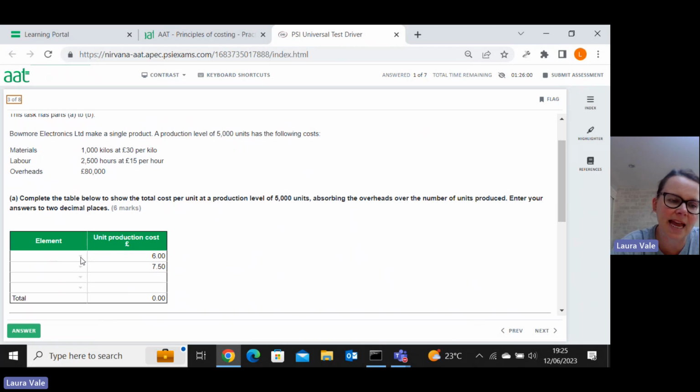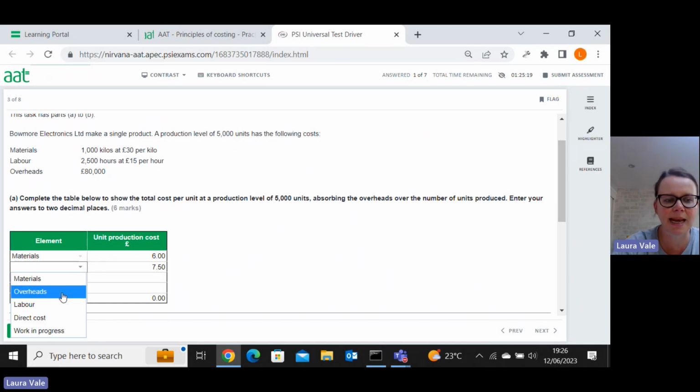Right, so we've got to put down the elements. Remember, the elements are what we just saw in that last question: materials, labour and overheads, and it's the same as what we've got up here as well. If I just double click, it gives me the drop down menu. My materials is already completed for me at £6. Let's just check that definitely is materials. On the calculator, 1,000 times 30 gives 30,000, and then divide that by the 5,000 units, it is indeed £6.